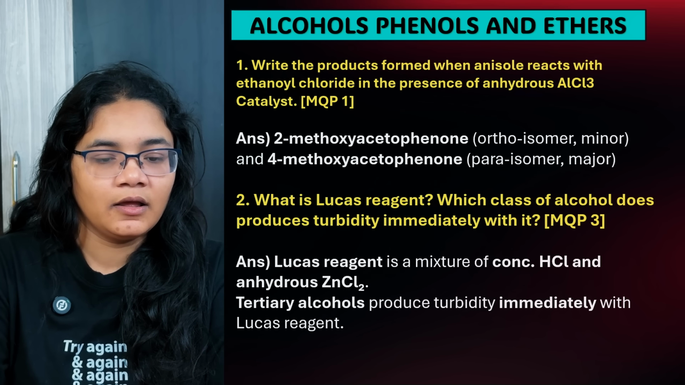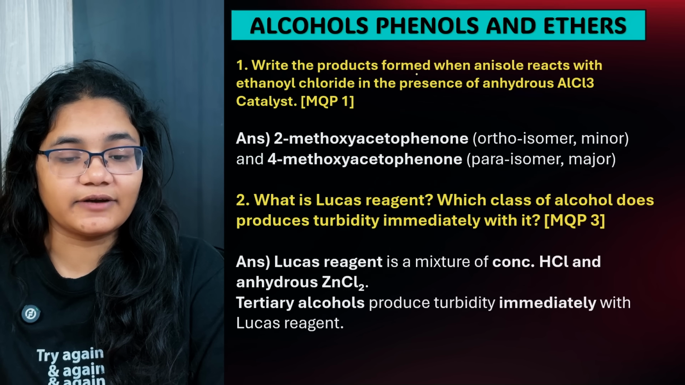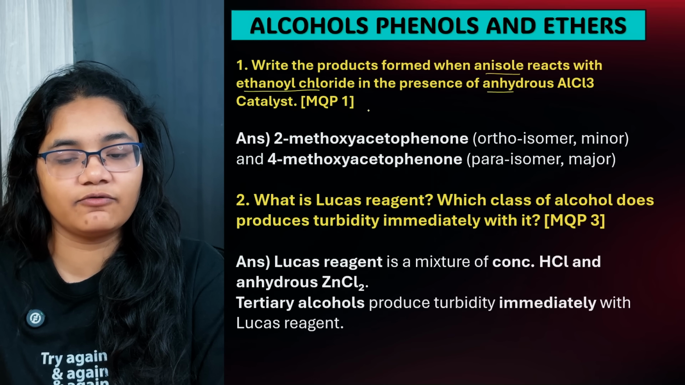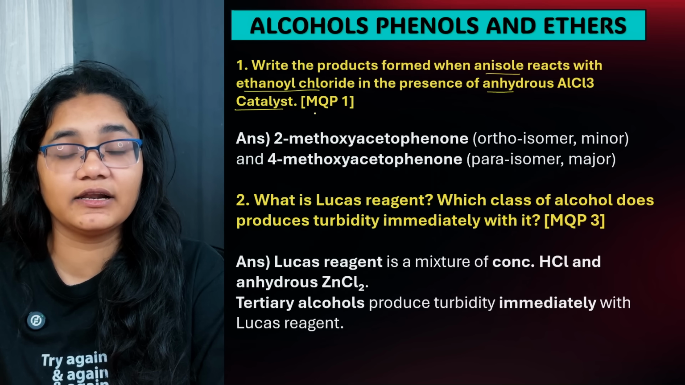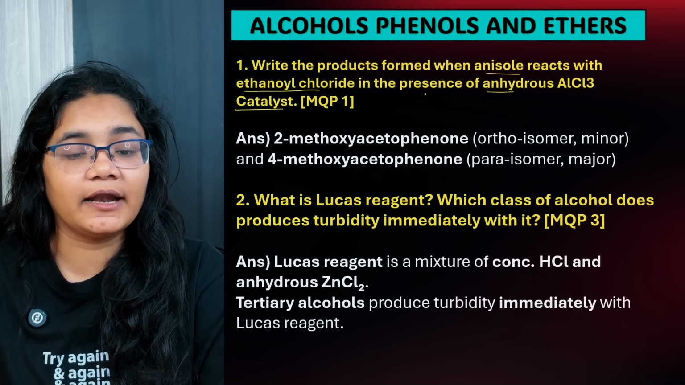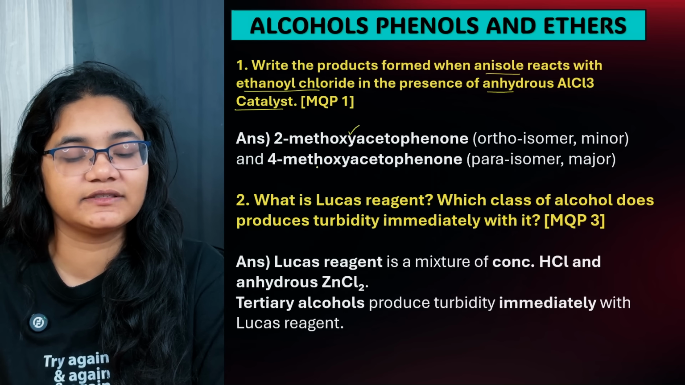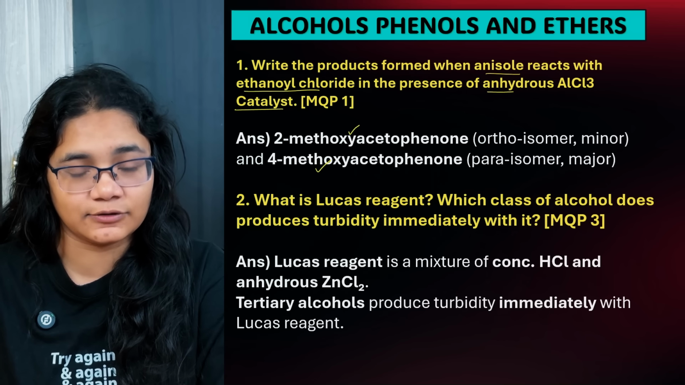Okay. Next, alcohols, phenols, and ethers. Write the products formed when anisole reacts with ethanoyl chloride in the presence of anhydrous AlCl3. So this is Friedel-Crafts acylation reaction. Anisole has an ortho-para directing group, so when it reacts, you will get 2-methoxyacetophenone and 4-methoxyacetophenone.